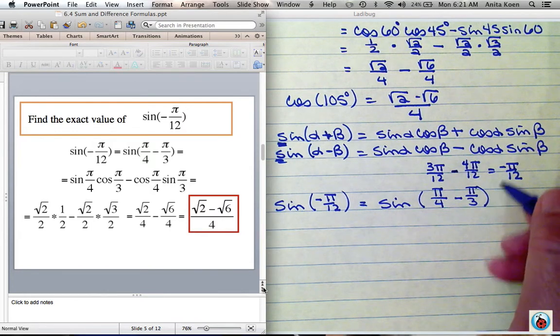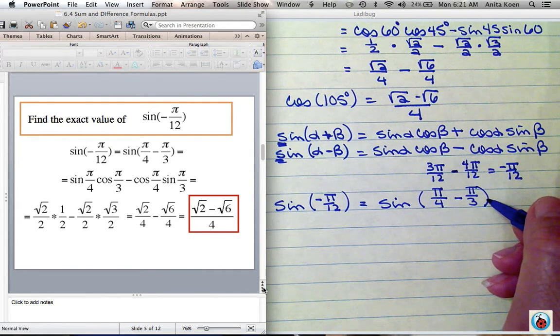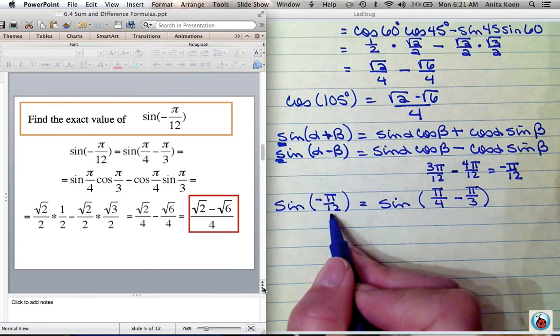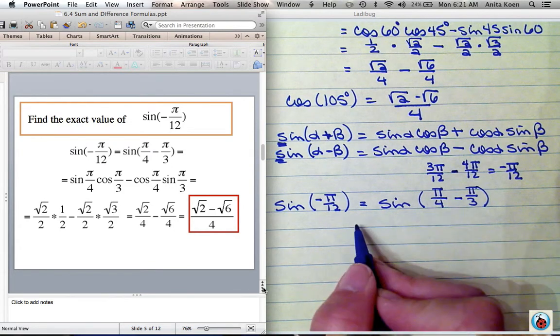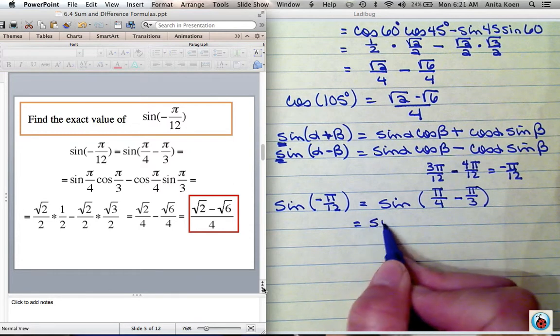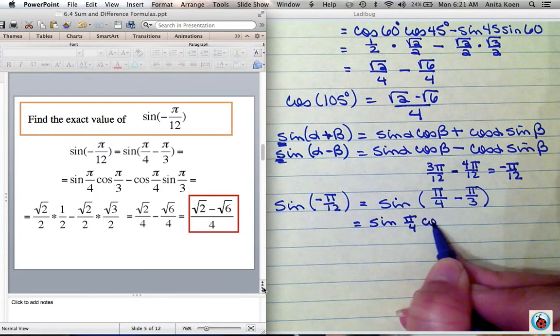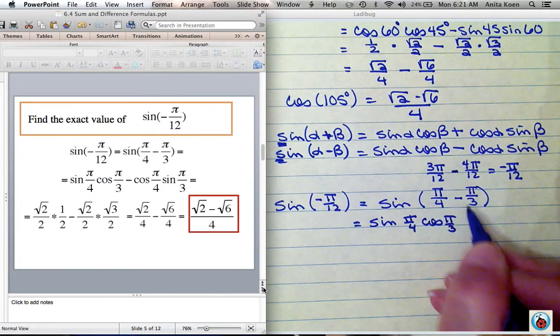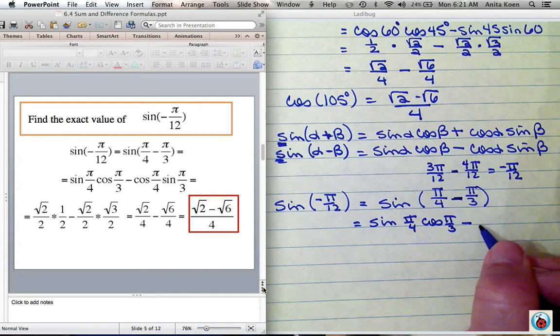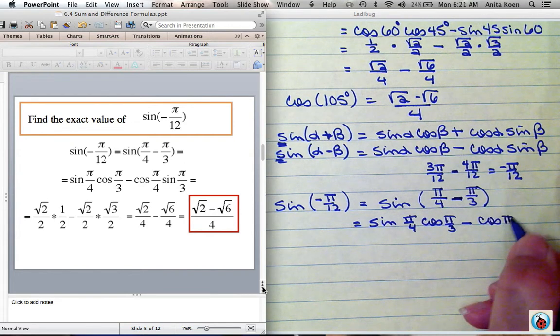And for most students, I find that that's the most difficult part, is trying to figure out what to put in these parentheses so that you get negative pi over 12. Once you've figured that out, then you're just going to use the pattern. So the sine of pi over 4 times the cosine of pi over 3, same sign, minus the cosine of pi over 4 times the sine of pi over 3.